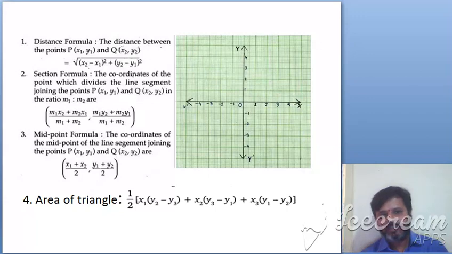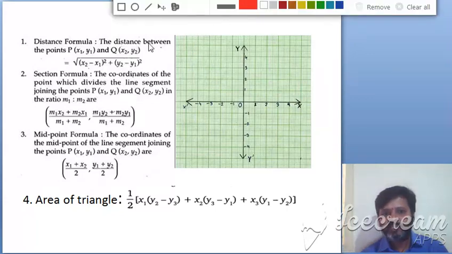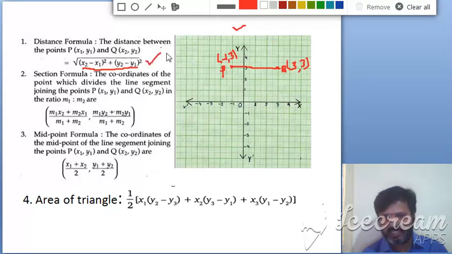The distance between the 2 points is given by the formula root over x2 minus x1 whole square plus y2 minus y1 whole square. As the name of the chapter itself says, coordinate geometry, all the problems in this chapter are based on the coordinate plane. So I am going to take 2 points, P as minus 1 comma 3 and Q as 3 comma 3. The distance between the point P and Q is denoted with the formula root over x2 minus x1 whole square plus y2 minus y1 whole square. This is the distance formula.